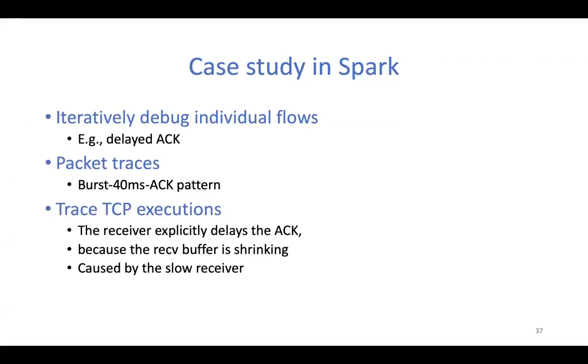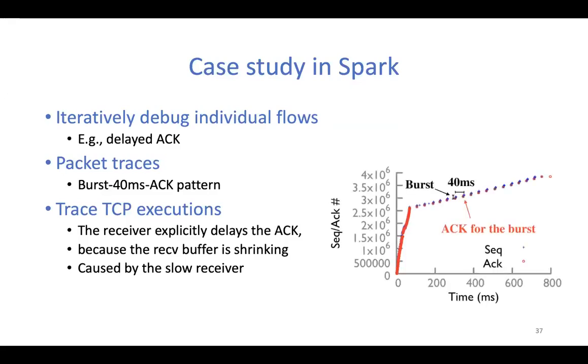In this example, with DETER, we can first replay it and get all the packet trace. After plotting the packet trace for one of these flows, we find it suffers from many delayed ACK problems. It has a pattern that the sender sends a burst of packets and the receiver doesn't respond until 40 milliseconds later. Then it sends one ACK for the whole burst. After that, the sender can continue to send another burst. This pattern can repeat many times and slow down the data transfer a lot.